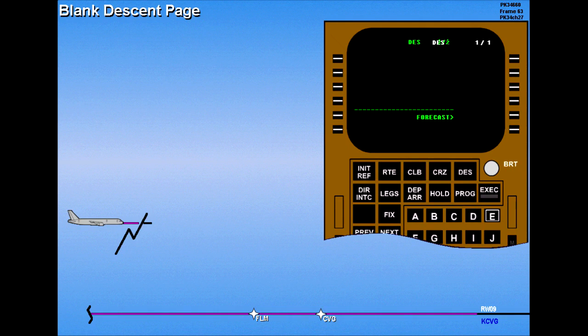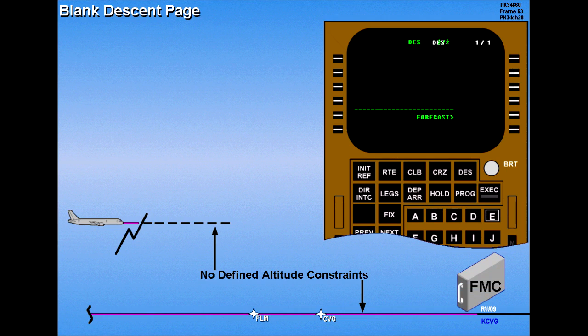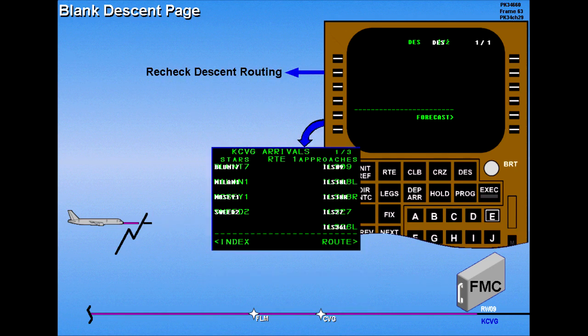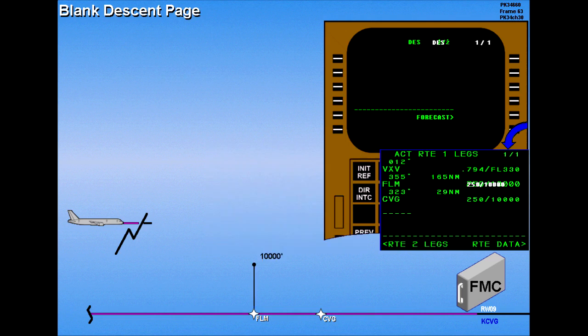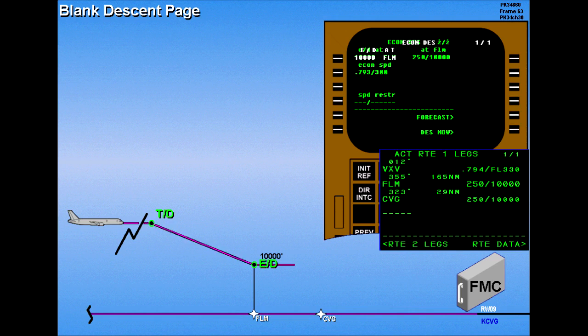If the descent page is blank, this indicates that no defined altitude constraint below cruise has been entered. Consequently, the FMC cannot identify an end descent point. To correct the page, you must recheck your descent routing and make an appropriate entry on the arrivals page or the legs page. In this example, a restriction is manually constructed at Falmouth so that the FMC can identify an end of descent and create an initial top of descent point.